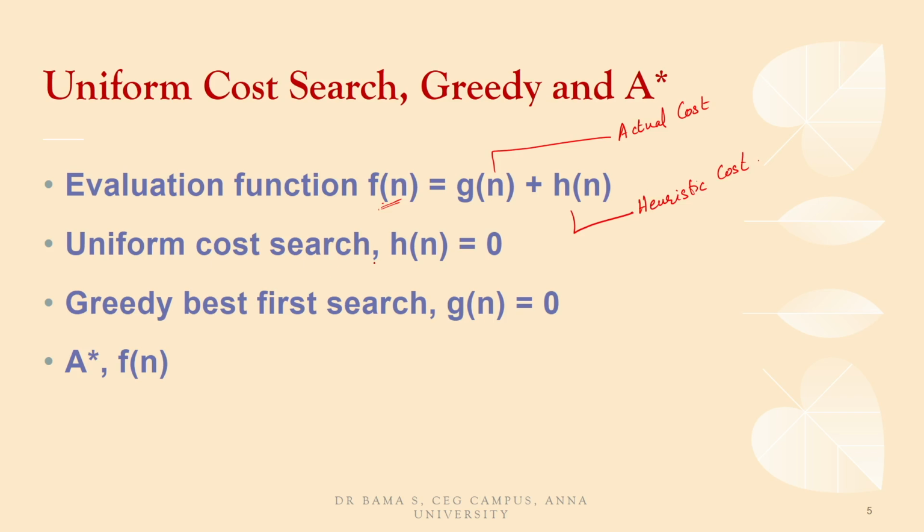For uniform cost search, we only consider the g of n value, and f of n will be equal to g of n. For greedy best first, we assumed g of n to be 0, in which case f of n will be exactly equal to h of n. And for A star, we had both g of n plus h of n.